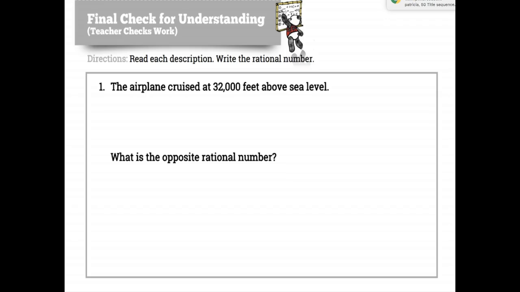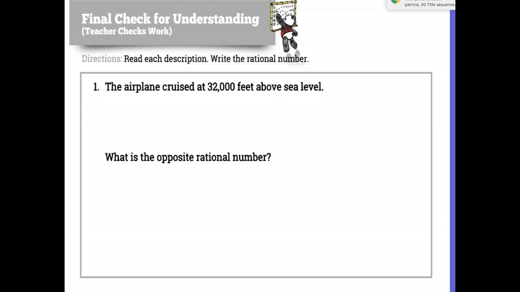Final check for understanding. The airplane cruised at 32,000 feet above sea level. What is the opposite rational number? And when it's final check for understanding, you are not discussing this. So I want you to read this, and I want you to, again, draw your vertical number line and indicate on your vertical number line the number and then the opposite number.